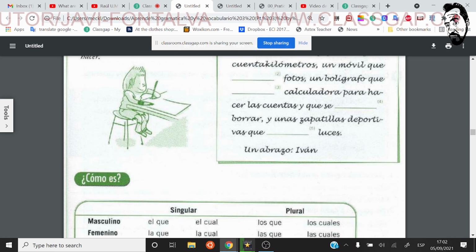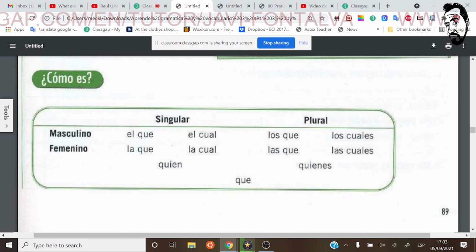So el que, la que, los que. Basically, el que and el cual are interchangeable. The only difference is the register. Then que, quien, quienes can also be interchanged. We're going to practice with this.